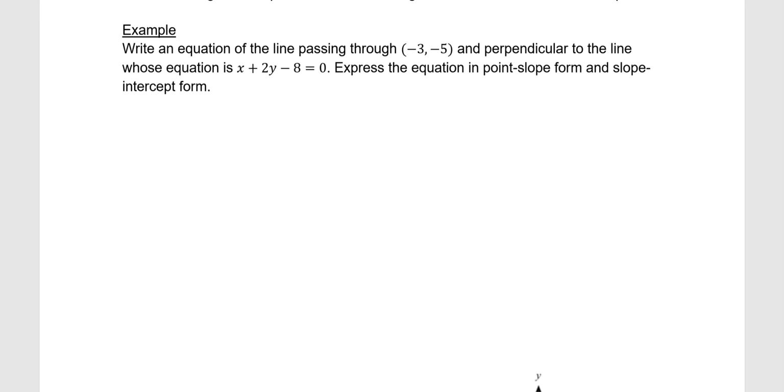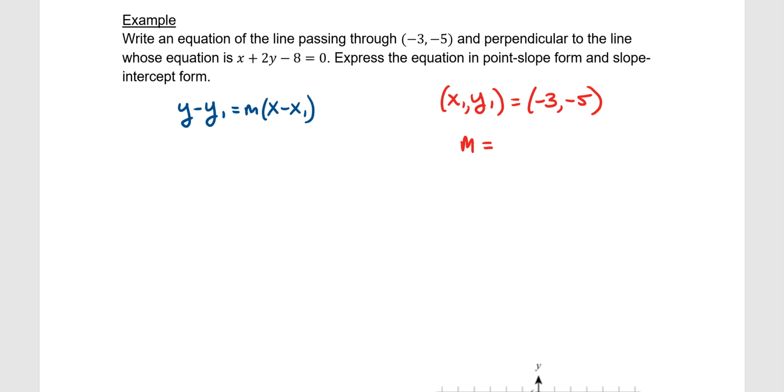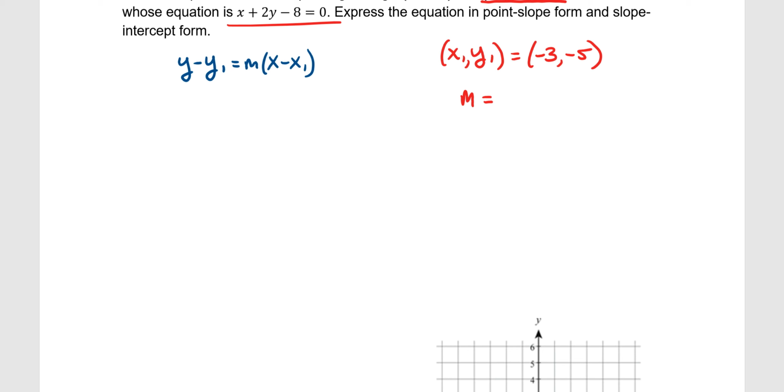Okay, so let's see an example here. So let's write an equation of the line passing through -3, -5, and perpendicular to the line x plus 2y minus 8 equals 0. And starting, just like we've been starting, with point-slope form. We have our point-slope form, we have our x1, y1, -3, -5, and as usual, we need the slope. So this time we are told it's perpendicular to this line. So this line is not in slope-intercept form, so let's solve this for y first and get it into slope-intercept form.